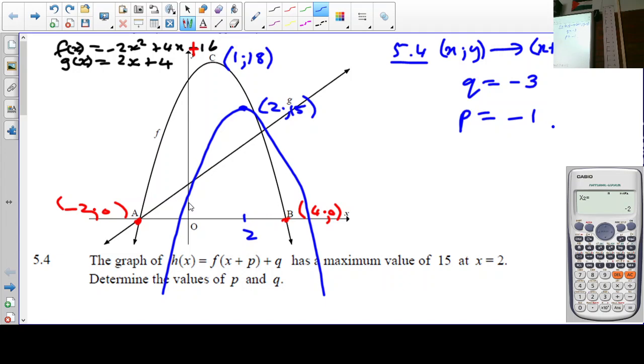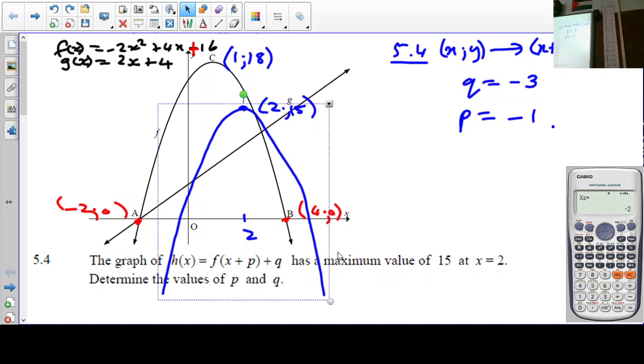Are we looking for the actual values, or what's the question? Given the values of p and q, and there we got p and q. If they wanted the equation, then I would have substituted that into the original form, and then I would have got the equation. Alright, you guys understand? Right. This is a good question. I like that one.